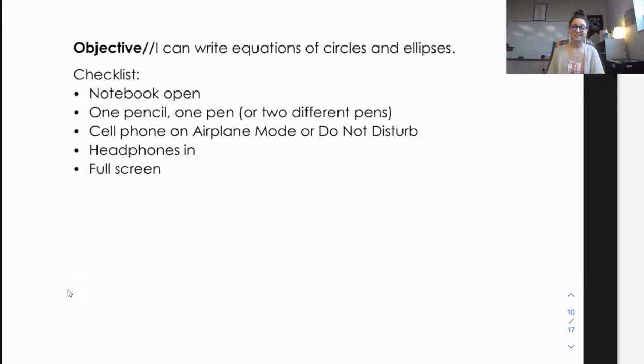Welcome back, Pre-Calc. We're going to continue on with circles and ellipses today. So we're going to be writing the equations of circles and ellipses. I've got the checklist on the screen. You know what to do from here.